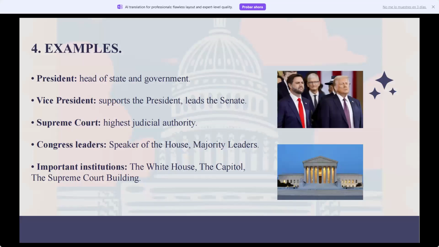And now my partner Maciel is going to talk about some examples of key people and important institutions. Go ahead, Maciel.